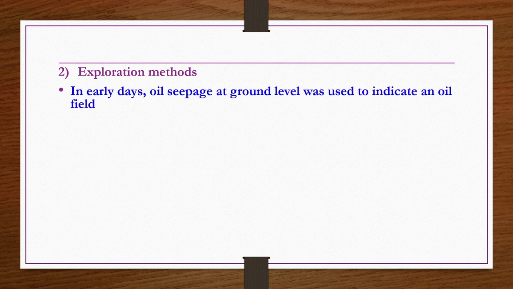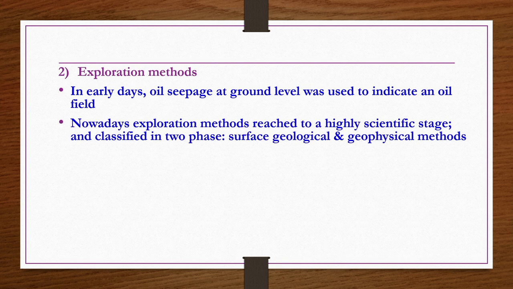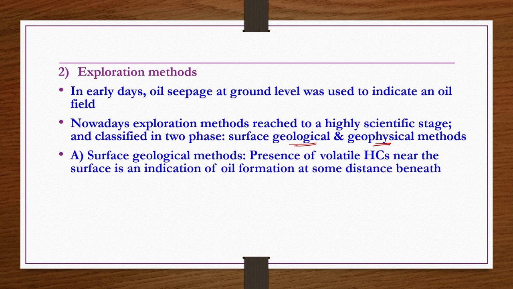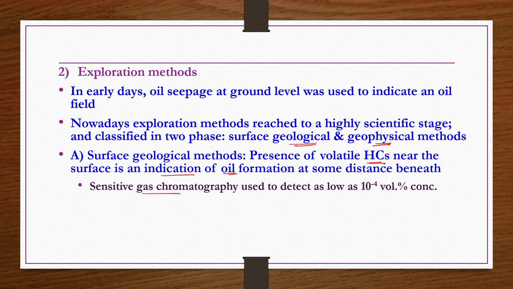In early days, oil seepage at ground level was used to indicate an oil field in general. Nowadays, exploration methods have reached a highly scientific stage where you can use geological and geophysical methods to explore the resource. Under surface geological methods, presence of volatile hydrocarbons near the surface is an indication of oil formation at some distance beneath. Sensitive gas chromatography may be used to detect as low as 10⁻⁴ volume percent concentration of crude present. That low a concentration of crude may also be found by this kind of method.